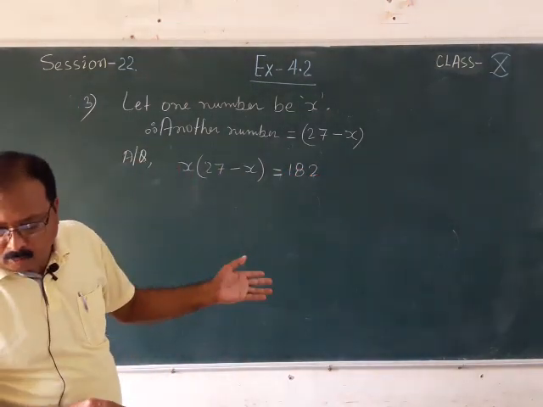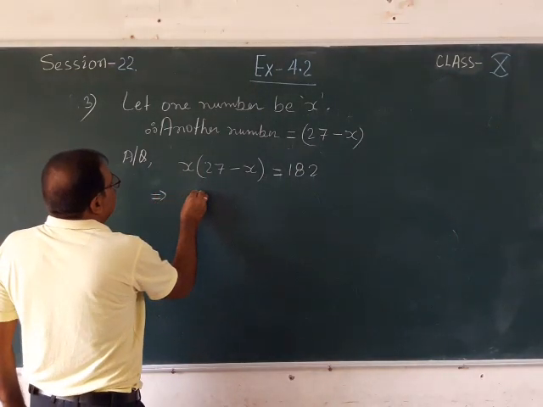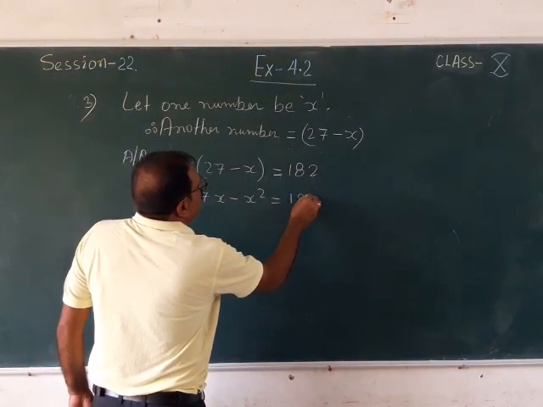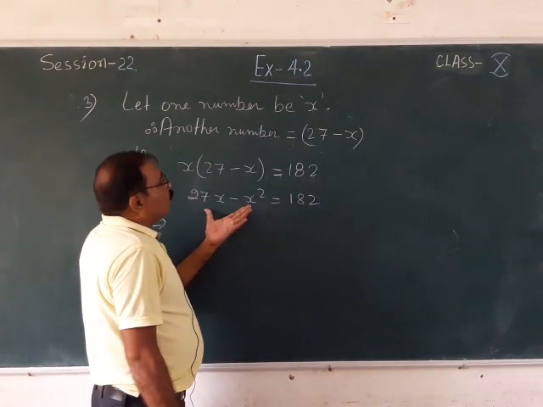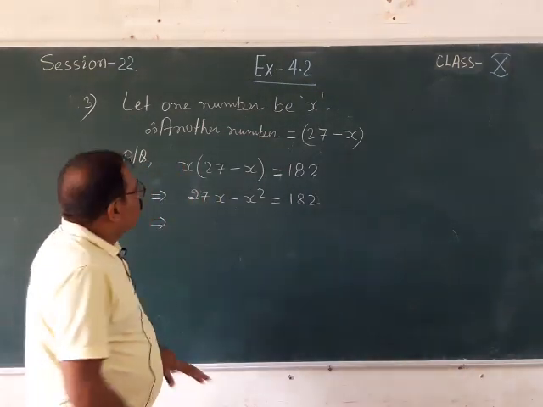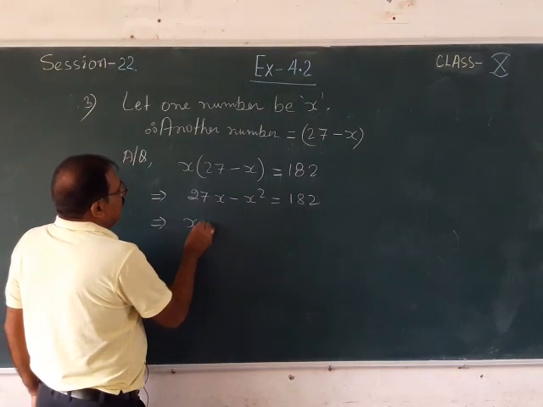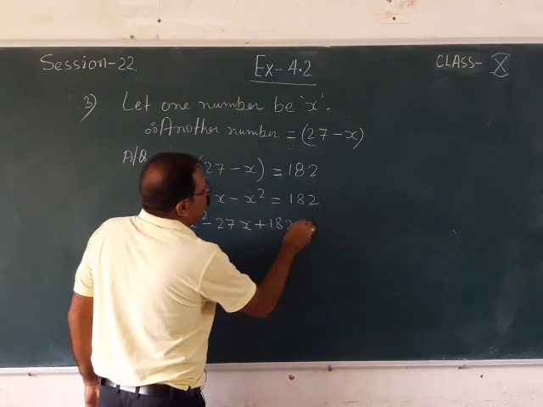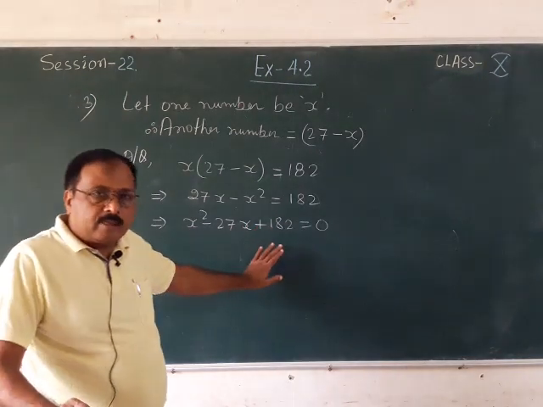Now by taking this you can frame a quadratic equation. How? x into 27 becomes 27x, then it is minus x square is equal to 182. Then you shift all the terms from left side to right side, so that x square should always be positive. So try to keep x square a positive term, so I can write x square minus 27x plus 182 is equal to 0. Now you can see you are having a quadratic equation.